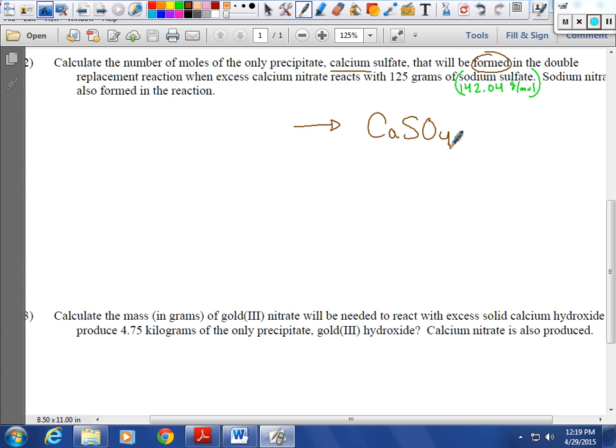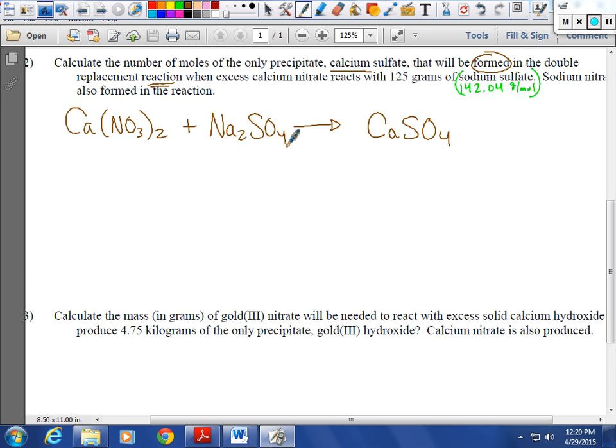That will be formed in the double replacement reaction when calcium nitrate, all right, so calcium is Ca2+, wow, that's way too low. So I have Ca(NO3)2 reacts with 125 grams of sodium sulfate. So I have Na2SO4, correct? Now, if I just showed you this, could you predict what the other product was?